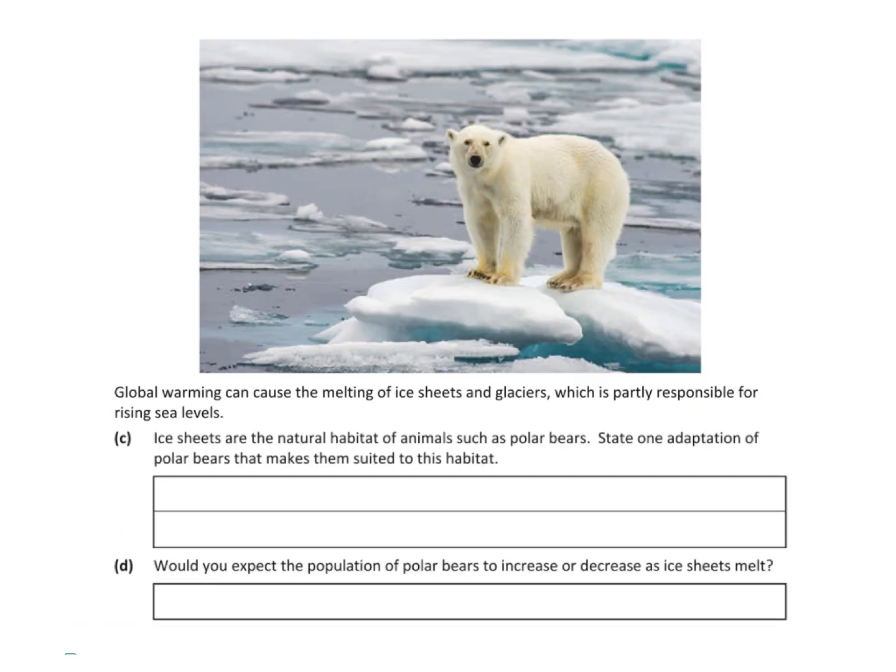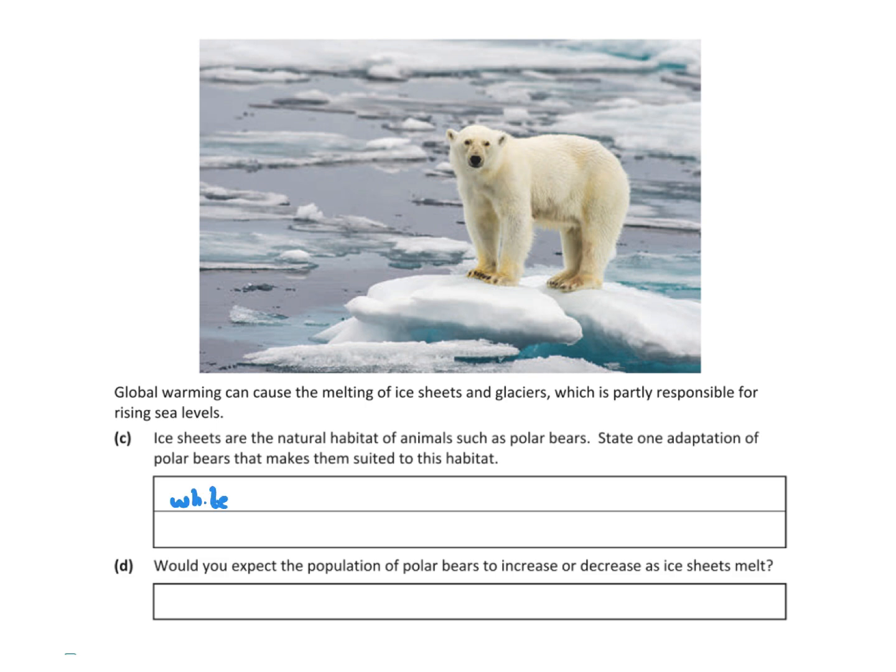So an exam question then based off of adaptations. It says here that global warming can cause the melting of ice sheets and glaciers, which is partly responsible for rising sea levels. Ice sheets are the natural habitat of animals such as polar bears. So state one adaptation of polar bears that make them suited to this environment. So again, we have a couple of different examples here that we can use. So one of them is they're white.